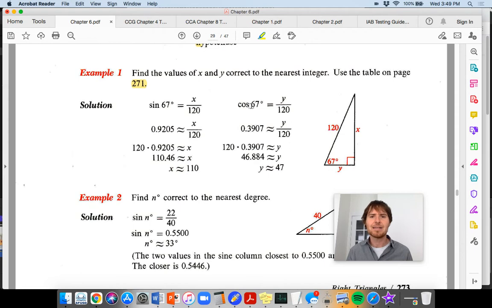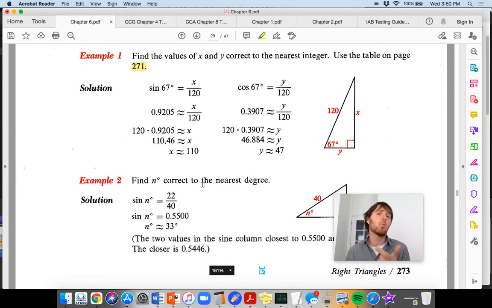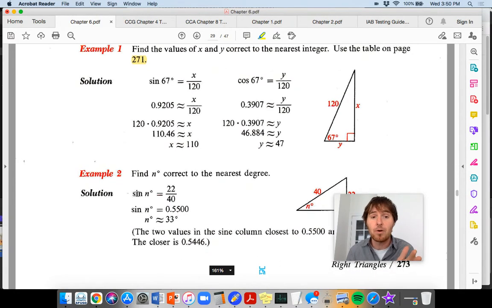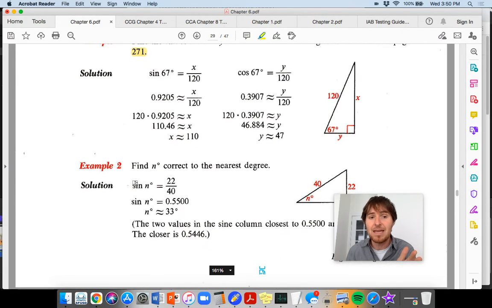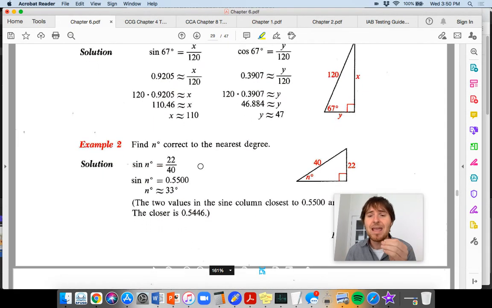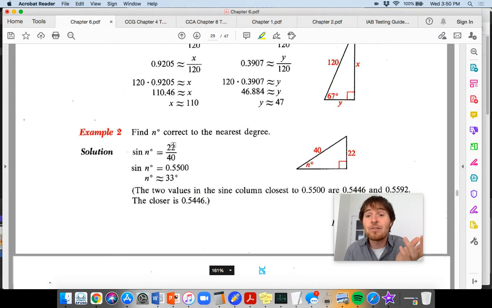Cosine of 67 degrees here is my adjacent over hypotenuse. You guys all know this. Why am I showing this to you? Keep in mind, we just had one lesson on inverse tangent. This might actually be an important thing: how to do a problem like this. Sine of n degrees equals 22 over 40. How might you do that in a calculator? It's going to work just like the inverse tangent did.